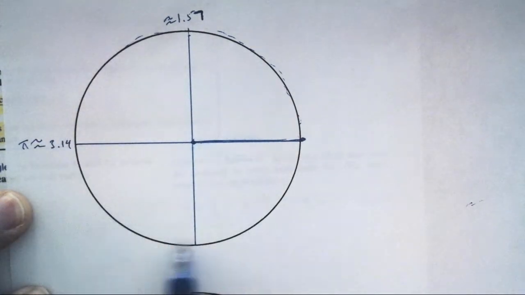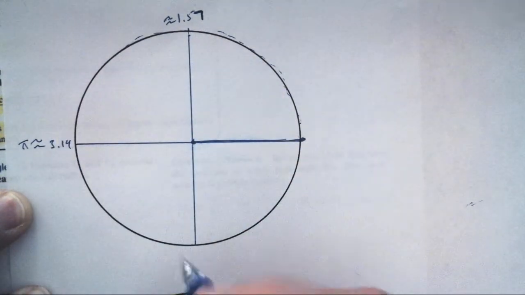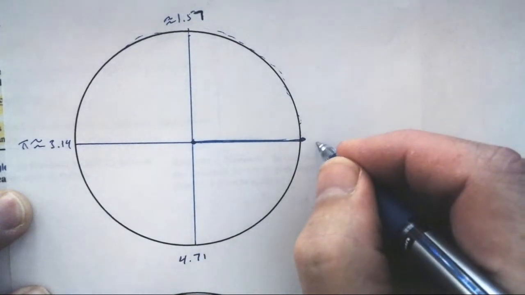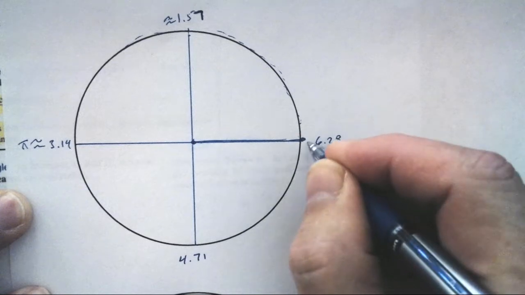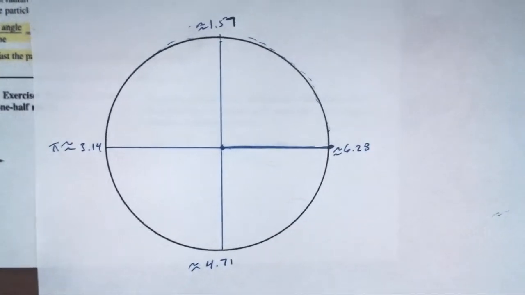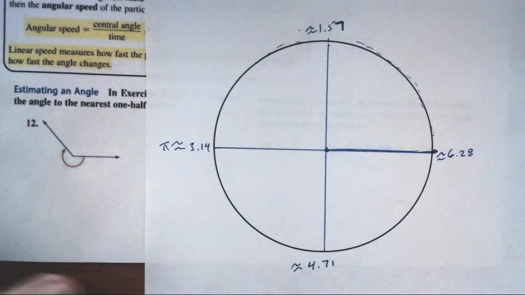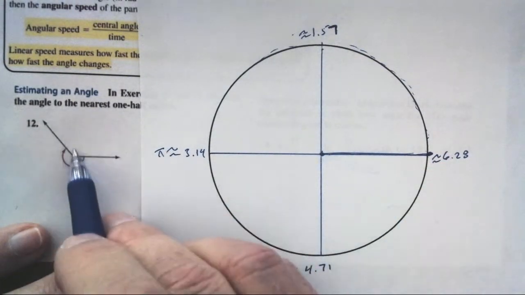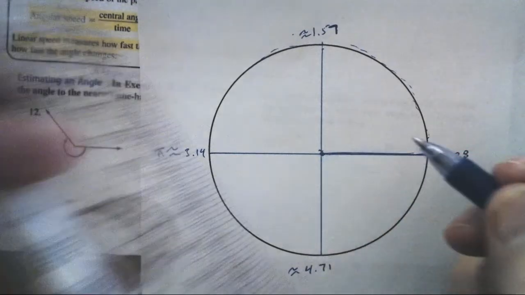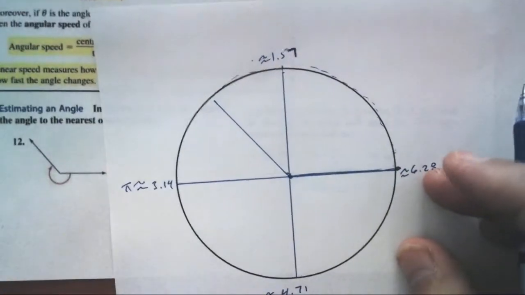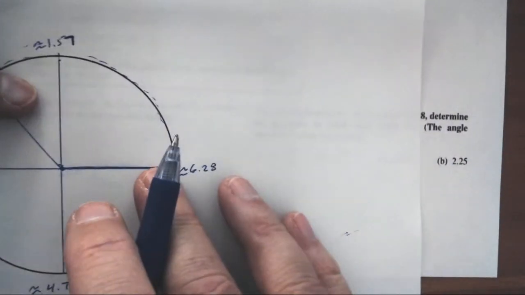1.57 plus 3.14 would rotate us all the way around to here to 4.71, and this is 6.28-ish. Again, all of these are approximations because pi is an irrational number. So we take this angle 12, this angle from 12, I'm just going to try to ballpark it in here, and it looks like maybe about like this. Pretty good representation.